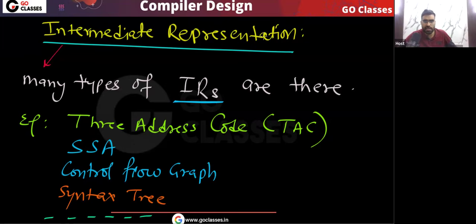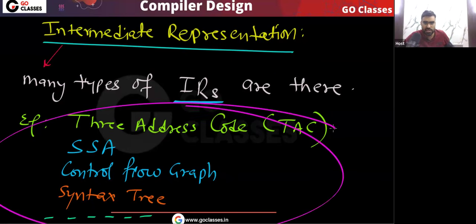So you can see that there are many types of intermediate representations. You can use 3 address code for intermediate representation. You can use SSA, single static assignment. You can use control flow graph. And remember one more thing, you can use multiple. It's not that you have to use only one of them. During the compilation, multiple intermediate representations can be generated. Is this clear? Anyway, today all these we will study in detail.